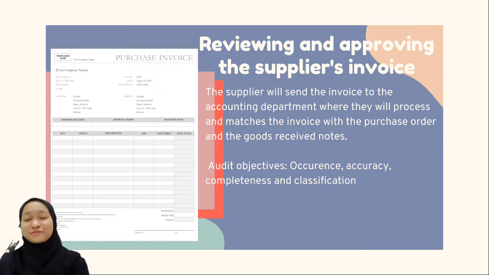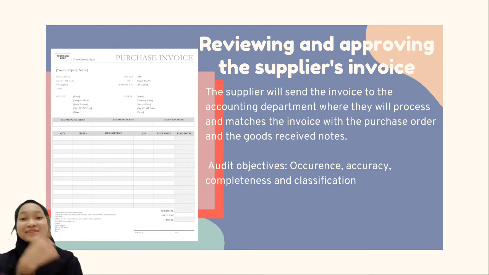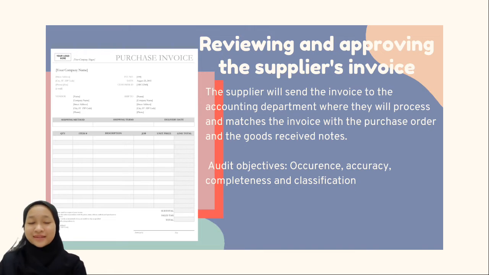Next is to review and approve the supplier's invoice by the accounting department. The important document here is the supplier's invoice, where the accounting department will record the invoice from its serial number. This is done to make sure that the payment is to a valid supplier. It is also done to ensure that the audit objectives of completeness, occurrence, accuracy, and classification are met.